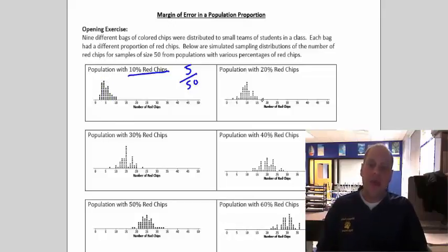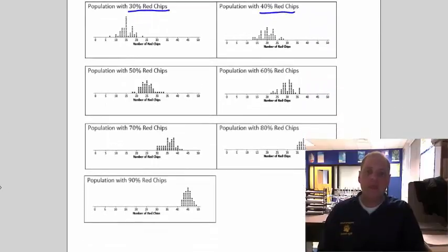Then this bag is a different bag. 20% red chips. Look at how 10 is kind of the middle. And then 30% red chips looks like 15 is the middle, 15 out of 50. 40% red chips. When they're pulling from a bag with 40%, they're getting more red chips in those samples. More and more red chips. 50%, more red chips. 60%, I'm getting more and more red chips.